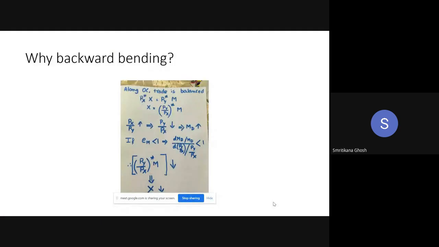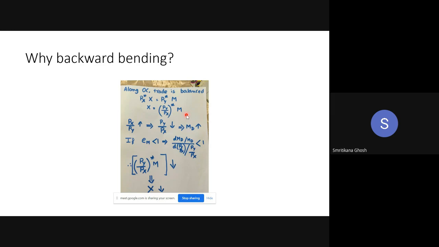Look, on the offer curve the trade is balanced, right? That is the definition of the offer curve. Along the offer curve, the trade should be balanced, and it is here. And if trade is balanced, then price of exportable is equal to price of importable. So exportable, that is X, is equal to Py by Px star into M.